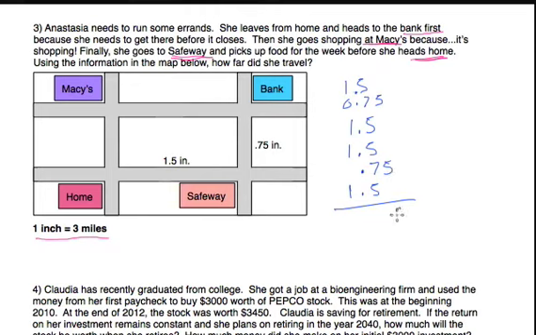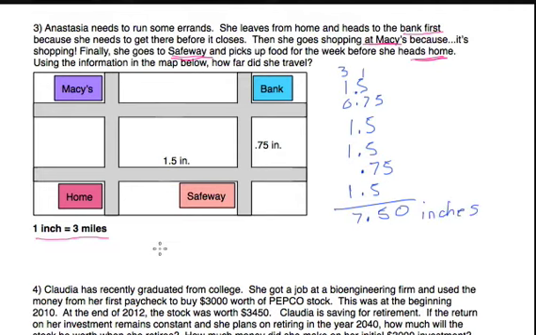5 plus 5 is, I'm sorry, it's 10. And then we've got 6. 6 plus 7 is 13. 13 plus 5 is 18. 18 plus 5 is 23. 23 plus 7 is 30, and that's 35. 1 plus 3 is 4. 5, 6, 7. That is 7.5 inches. So she traveled 7.5 inches on the map.